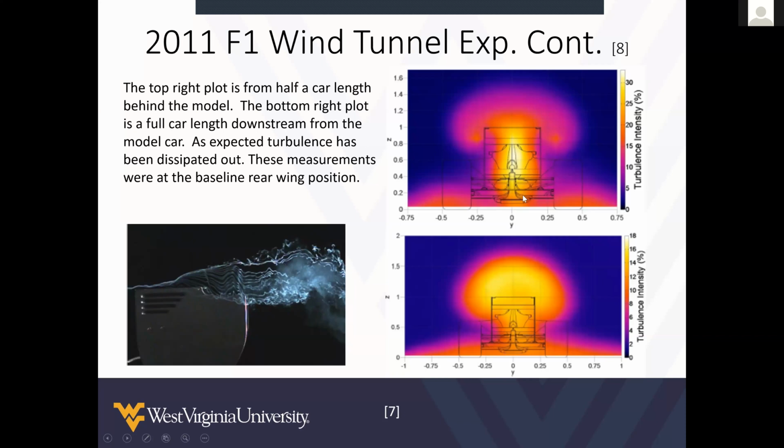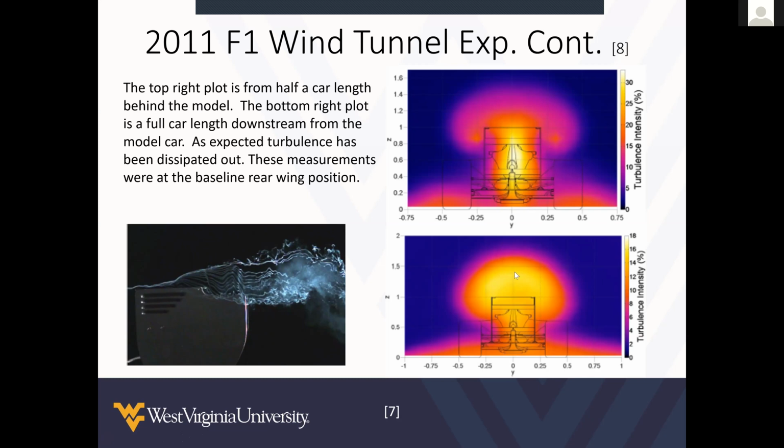So the top right picture is from following at half a car length behind the model. And then the bottom picture is at a full car length. So pretty much half the distance of the car, and how the turbulent intensity is going to change. As expected, the turbulence intensity is going to drop as you move further away from the car, just because the turbulence has time to die out.